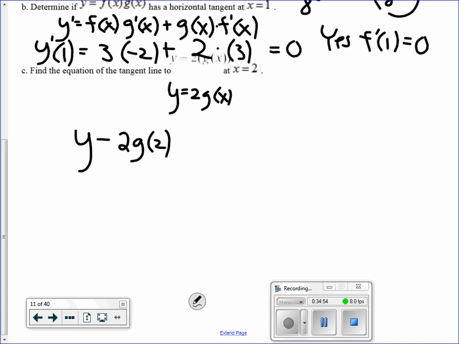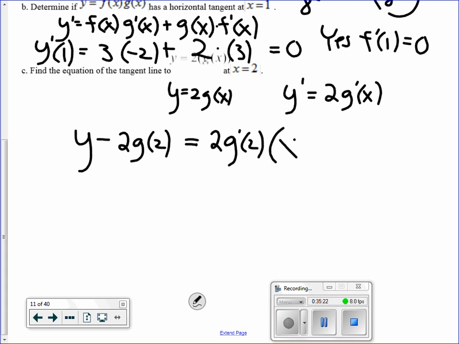That's our y1. To get the slope of the tangent line, we're first going to have to get the derivative. Now the derivative, we don't need to use the product rule because that's a constant multiplier. So we just leave the 2 and multiply by the derivative, g prime. So the slope of the tangent line we get by plugging 2 into the derivative. So it'd be 2 times g prime of 2. That's the slope, and then just x minus 2.